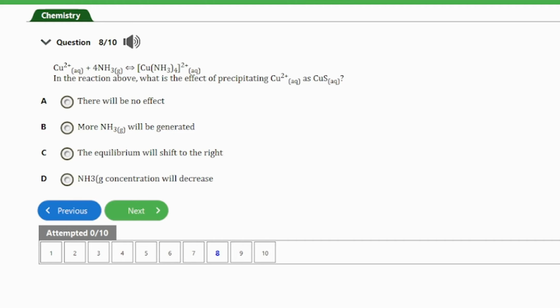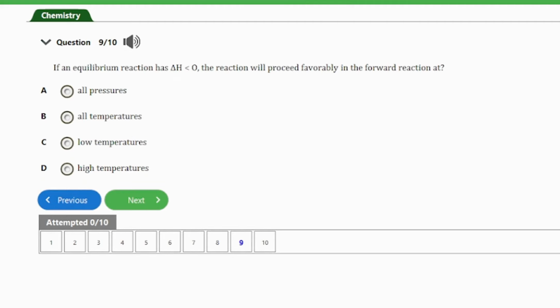So guys, the effect of precipitating copper ion in aqueous solution as copper sulfide in aqueous solution is that more of the ammonia gas will be generated, and that's option B here. So that's it for that question. Let's consider the next question. And that's question number 9.